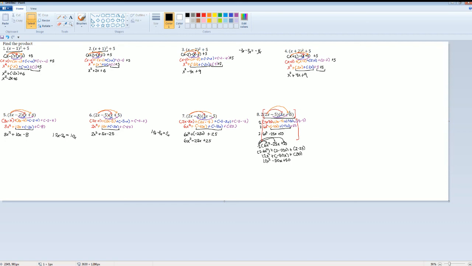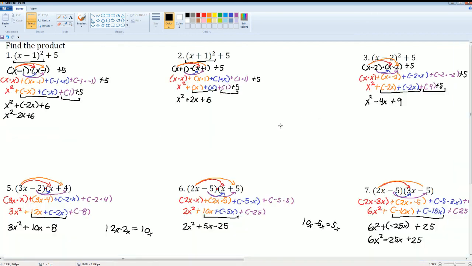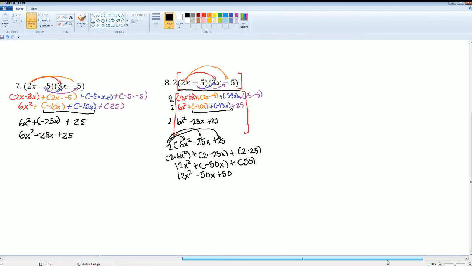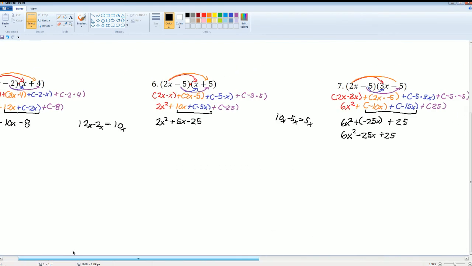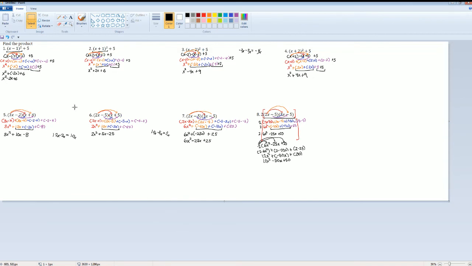Okay, and notice I made a little mistake at the start. Okay, I distributed it wrong. Again, you see, we all make mistakes, okay? That's why you just have to keep practicing these, okay?